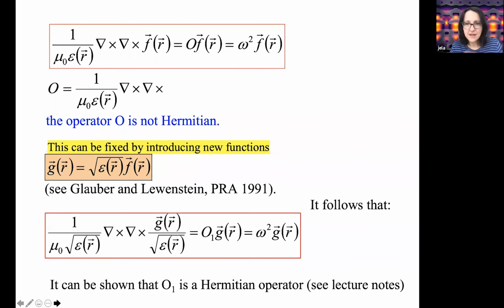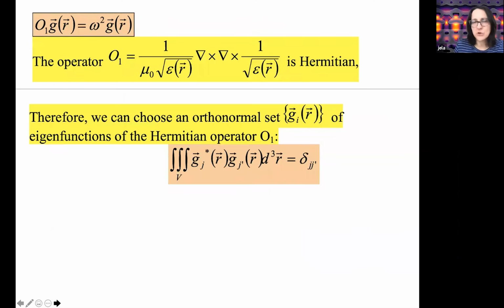So what can I say, right? And look at the course reader for a proof that O1 is Hermitian if you're interested. So O1 is Hermitian, right? G's, which are eigenfunctions of this operator, are orthonormal. Automatically, I don't have to prove that. That's a consequence of hermiticity. Omega squared is real, that's the frequency of the mode. And G's are orthonormal, which means that they satisfy orthonormality as normally defined in math.